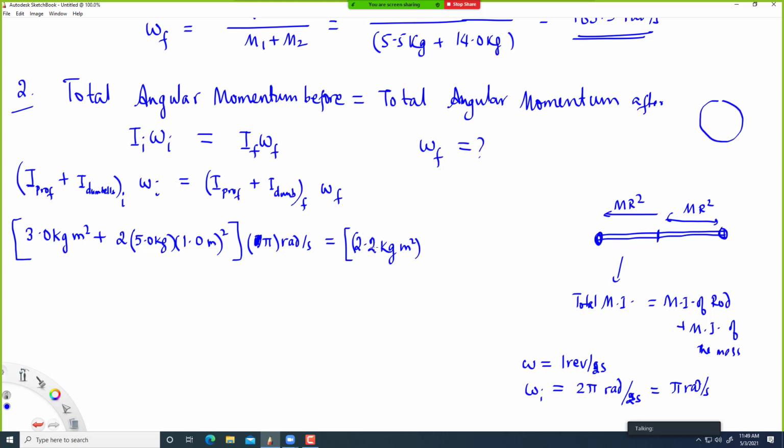So then that's the moment of inertia of the professor, and then the moment of inertia of the dumbbells: 2 times 5 times the distance when the arms are folded, which is 0.2 meters squared. That's the moment of inertia after folding the arms, and then omega F is unknown. So in this equation, everything is known except omega F. Okay, so find that.